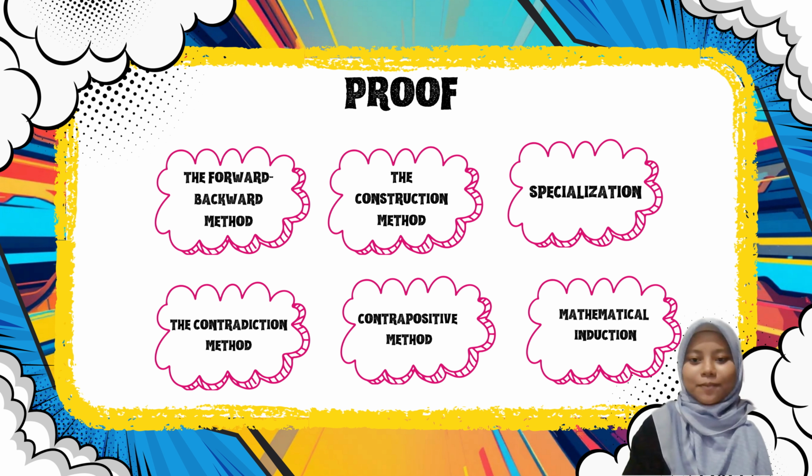Chapter 3, Proof. In Chapter 3, we have proving techniques. In proving techniques, we have the forward-backward method, the construction method, specialization, the contradiction method, contrapositive method, and mathematical induction.